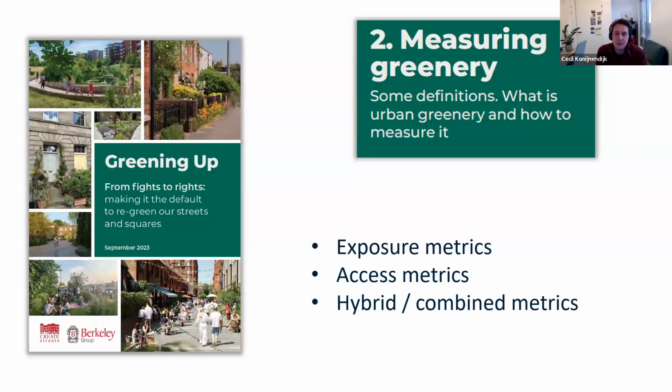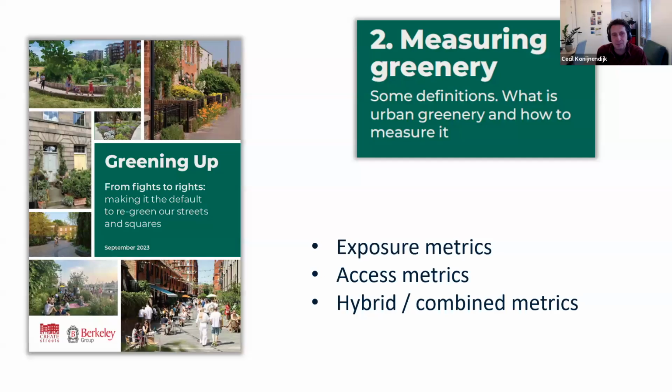So that also brings me to the idea of having good metrics for not only developing and designing policy and strategy, but also finding ways of monitoring and following up on the implementation of these policies. This report appeared in the UK about a year ago, Greening Up by Create Streets and the Berkeley Group. They're trying to find good metrics for greening our communities, especially streets and other public spaces. What kind of metrics could we use for doing that?